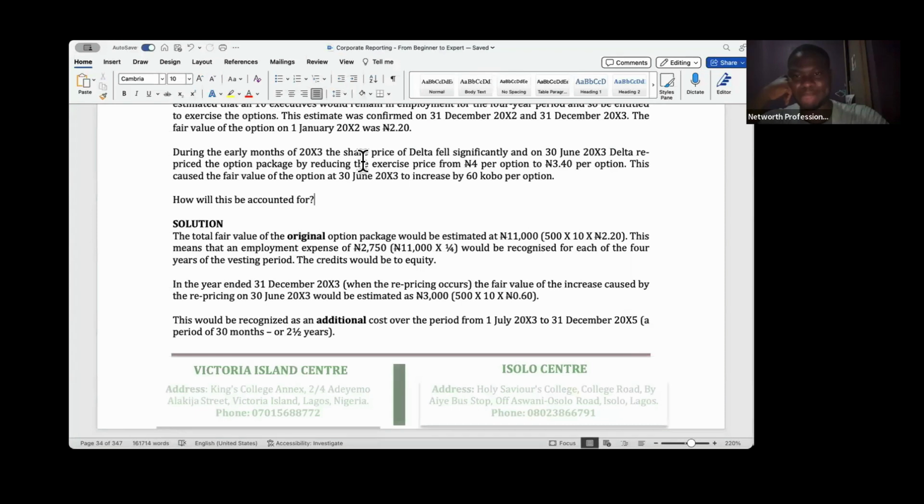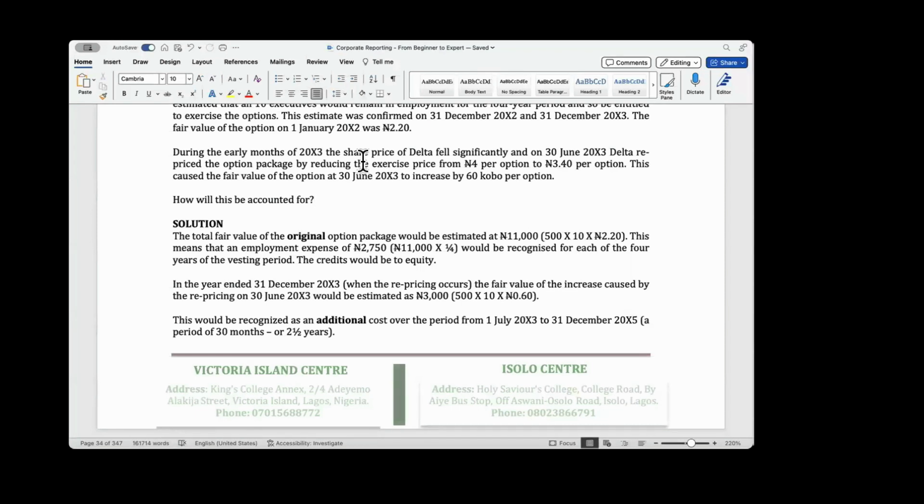So if it fell, why are we concerned only with this? Because if we added this increment and the amount for the fair price, that's going to give us 2.80 kobo against the exercise price. So it's just more of understanding why we're focusing on that price rather than the exercise price.